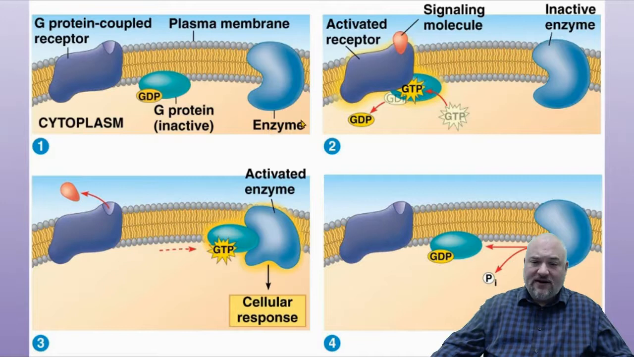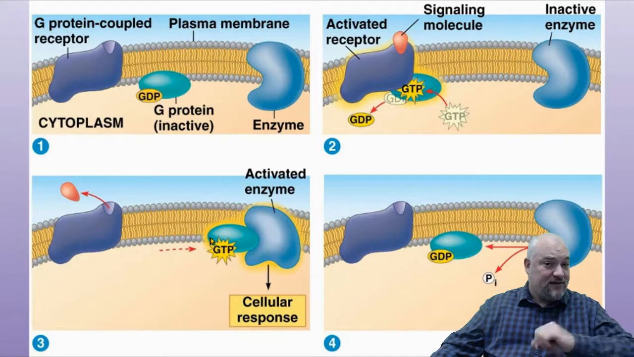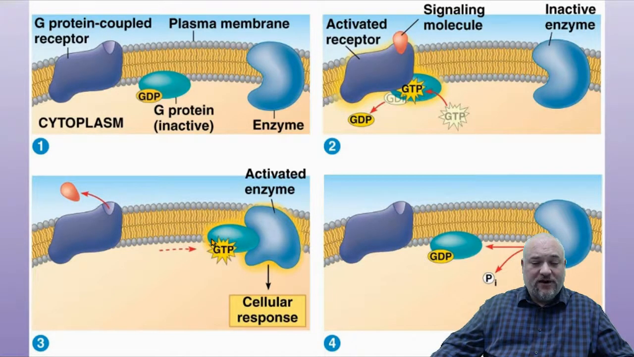So when things get started, our ligand comes in and binds to the receptor, which activates that. The G protein comes over, and a GTP comes in and displaces a GDP. We're not adding on a phosphorus right here. We're just literally replacing one molecule with the other. Then that G protein can diffuse through the fluid mosaic of the phospholipid membrane, bind up with the enzyme, which will cause that enzyme to change shape and cause a cellular response.